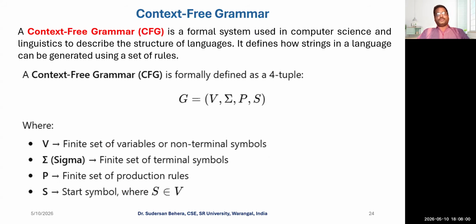A context-free grammar is normally used in programming languages to test the syntactic validity of a sentence. What is syntactic validity? Whether a sentence is grammatically or syntactically correct or not, because syntax is a set of rules. Similarly, grammar is also a set of rules. The grammar rules are predefined, or the syntax rules are predefined.